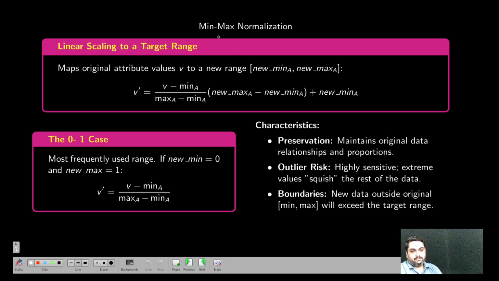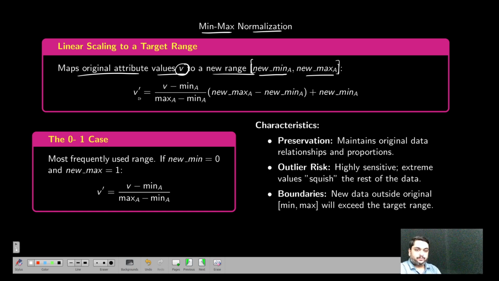The linear scaling. What is min max normalization? It's just linear scaling. What you do is map the original attribute values, say v is the original value, to a new range. The original value has a different range, say 1 to 1000, but I want to scale them to say 1 to 10 or 0 to 1. That is the new target range, so a new minimum and a new maximum value will be given. Whatever data points I have must fit in this range. That is the normalization here.